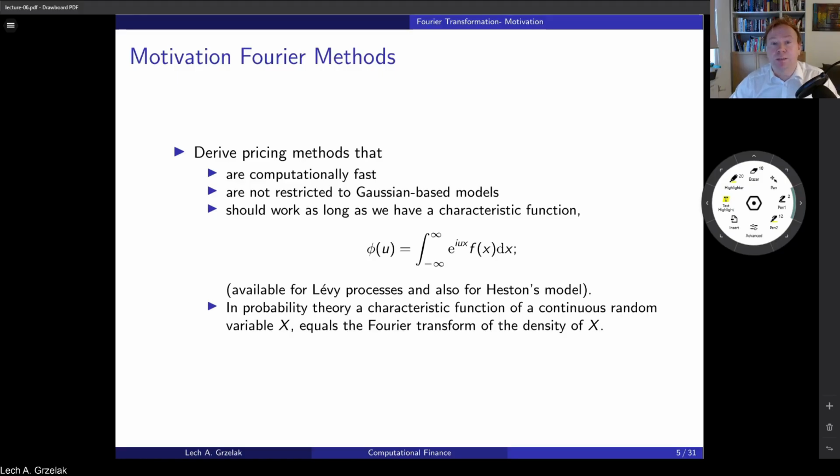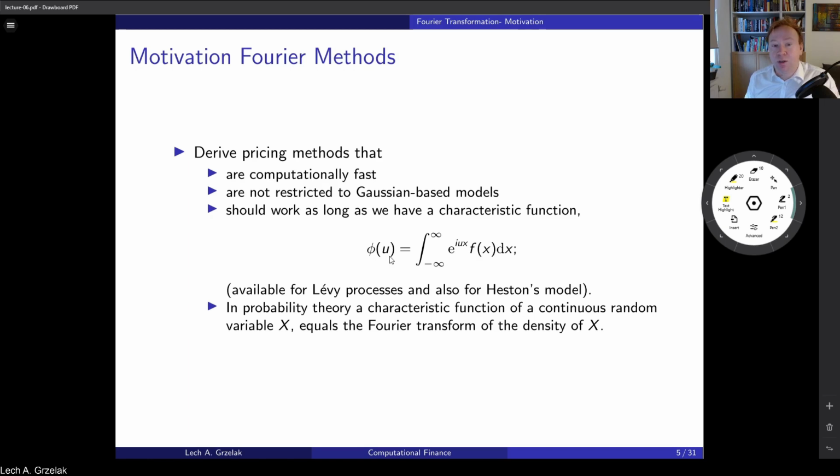Let us take a look at the details of Fourier transformation, Fourier methods in general. So, as already mentioned, those techniques are computationally very efficient, very fast. They're not restricted to Gaussian-based models. Actually, for any model, any random variable which has a characteristic function, we are able to use Fourier transformation. And it should work as long as we have a characteristic function. The characteristic function is defined in this way. In a few slides, we will go into more details about this formulation.